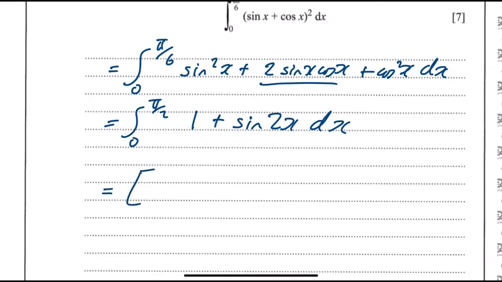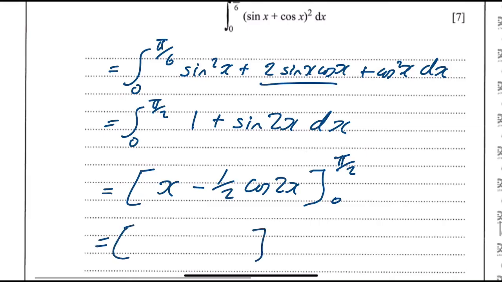And then integrate 1 with respect to x, you get x. Integrate the sine 2x, you will get minus 1 over 2 cos 2x. If you don't believe me, just differentiate that and see if you get this, and you do. And then that's between 0 and pi over 2. So the first square bracket, put in your pi over 2. The second square bracket, put in your 0.